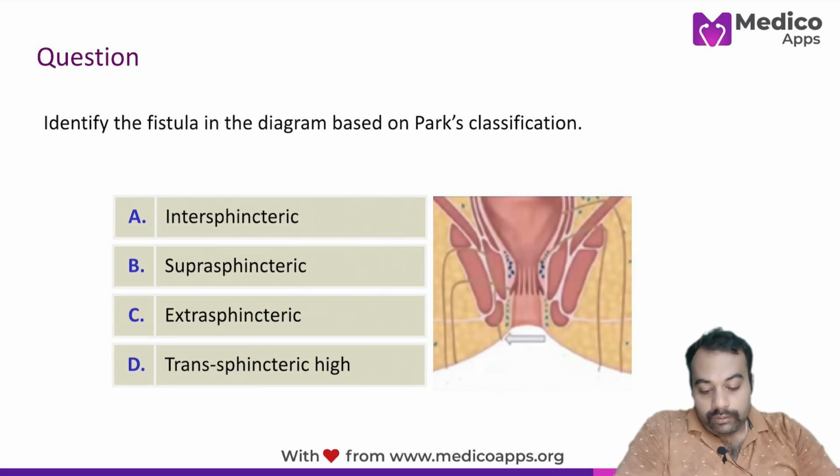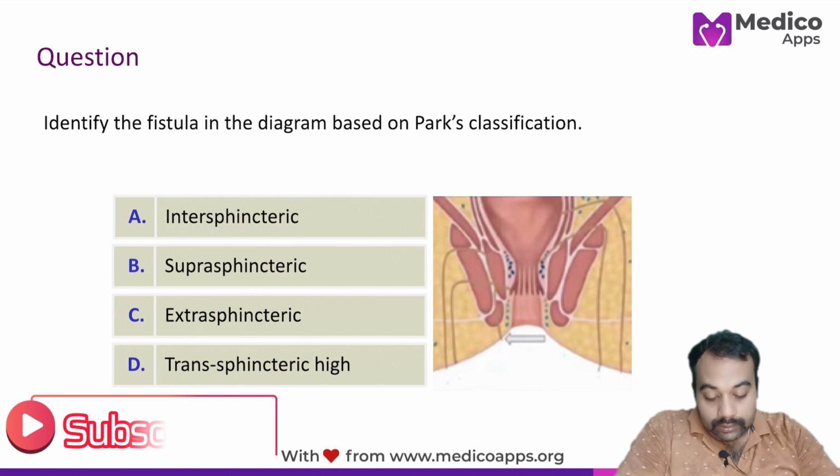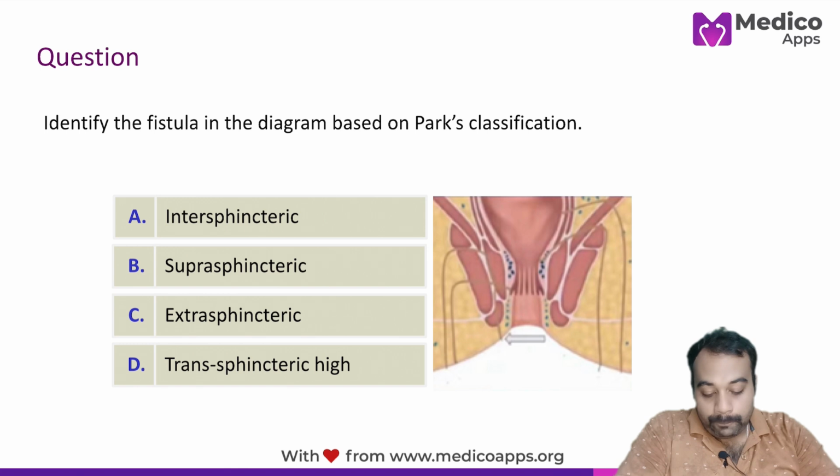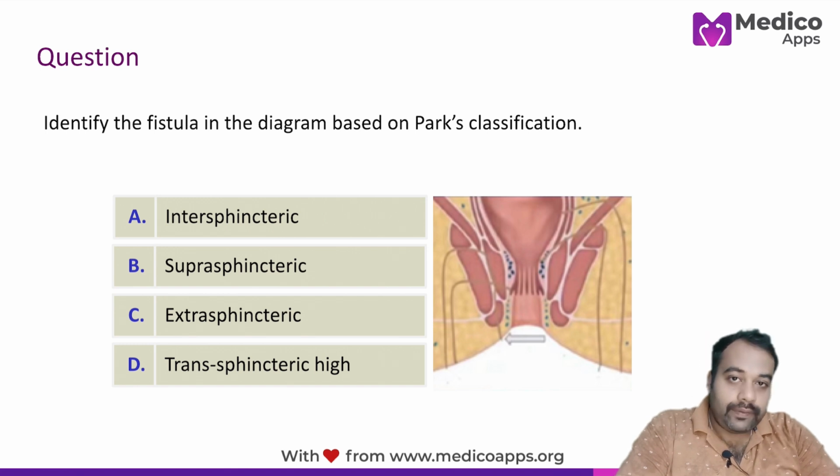Okay. So our next question is: identify the fistula in the diagram based on the Park's classification. The options given here are intersphincteric, suprasphincteric, extrasphincteric and transsphincteric. And an image is also given.